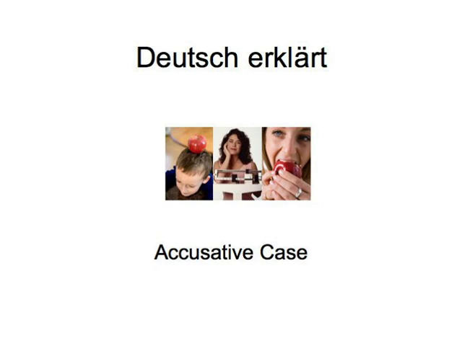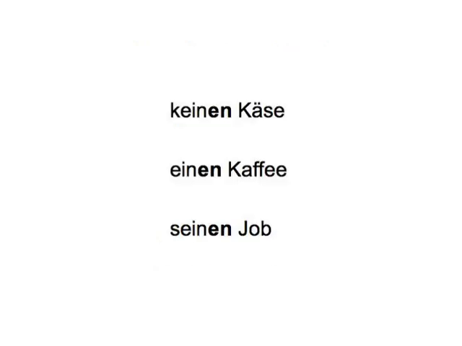We're talking about the accusative in this chapter. So did you notice anything different from what you would have expected when watching the film scene? Well, you might have heard some unusual endings, such as keinen Käse, einen Kaffee, or seinen Job. Now, what do these forms have in common?